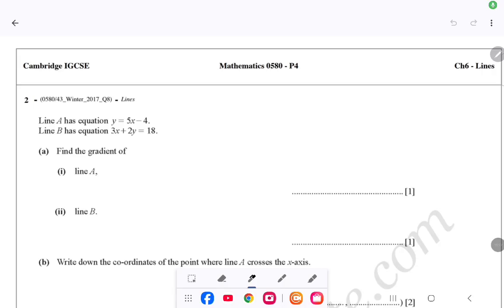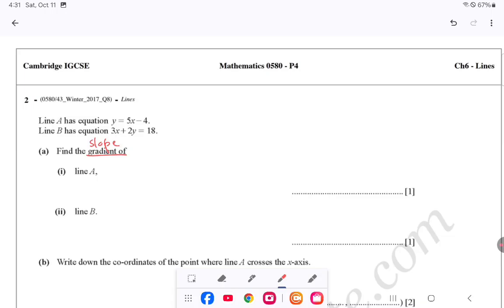In question 2, it says line A equation is y equals 5x minus 4, and line B equation is 3x plus 2y equals 18. We have to find the gradient of line A and B. Again, as I said, gradient means slope. So again we have to use the slope formula, but now we have to find the slope for line A only and line B only.